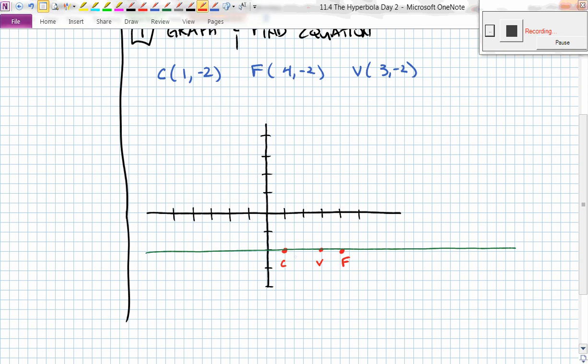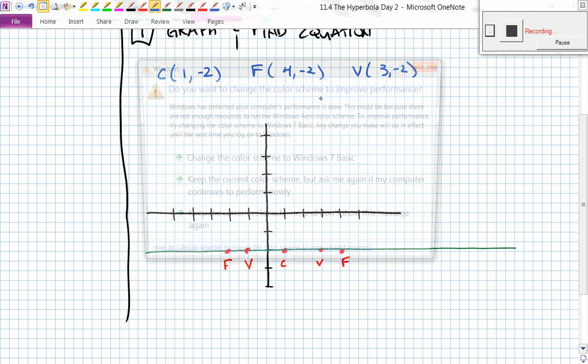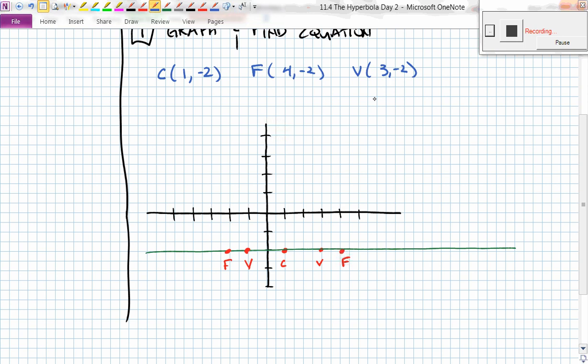You got it. So if the vertex is 2 units to the right, it has to be 2 units to the left. Same thing with the focus. So I have a vertex there and I have a focus there. All right, great. What do we call the distance from the center to the vertex? A, B, or C? A. So I know that A is equal to 2 units, so that means that A squared has to be 4.